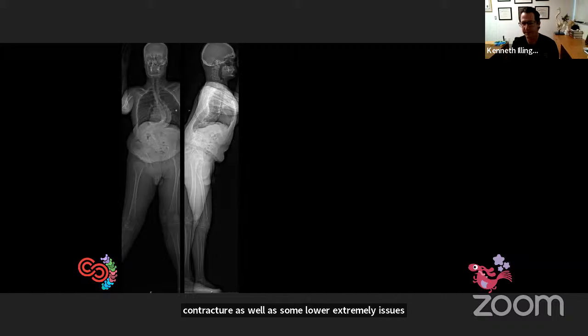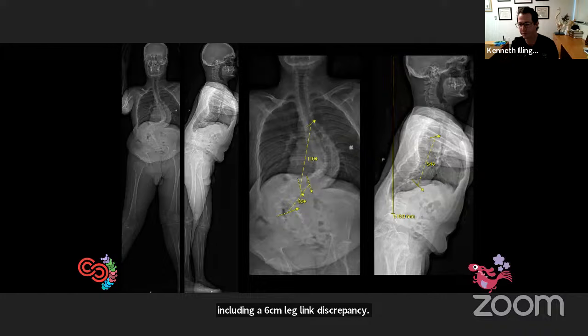And if you zoom in here, you can get a real picture of what his deformity profile is. He's got a 110 degree thoracic curve and a 90 degree lumbar curve, but really that lumbar spine is slammed together in about an 8 centimeter cephalo-abdominal region.